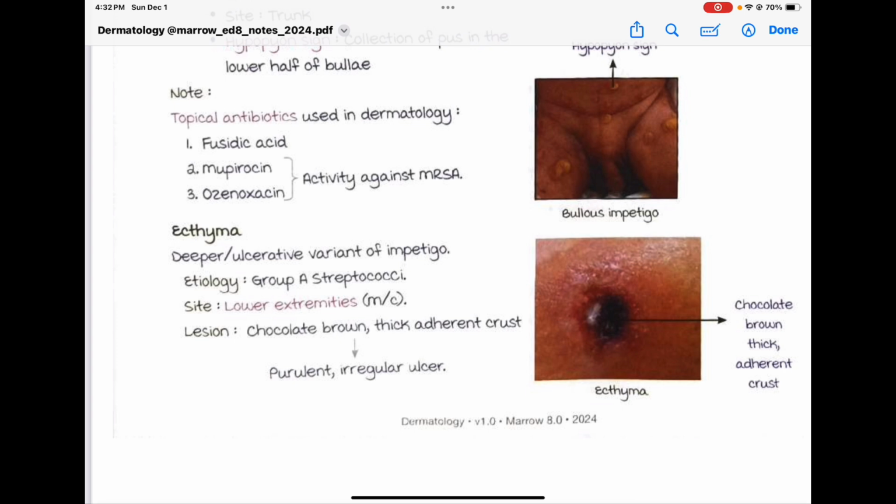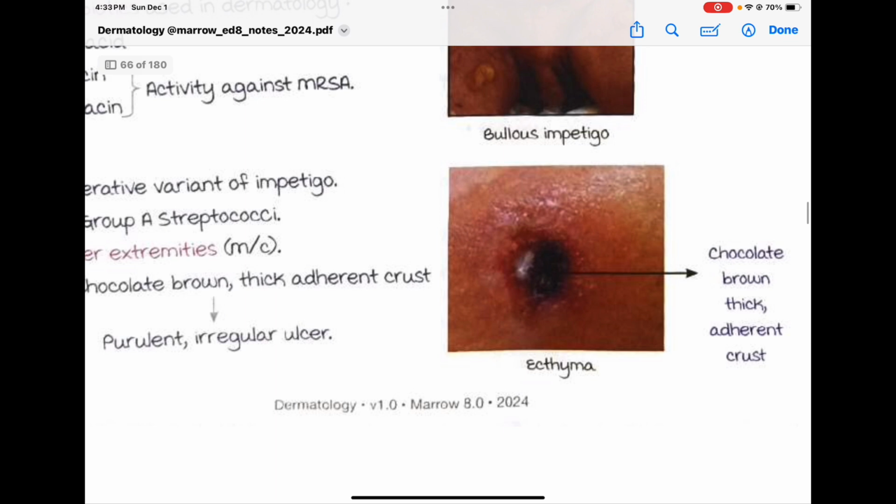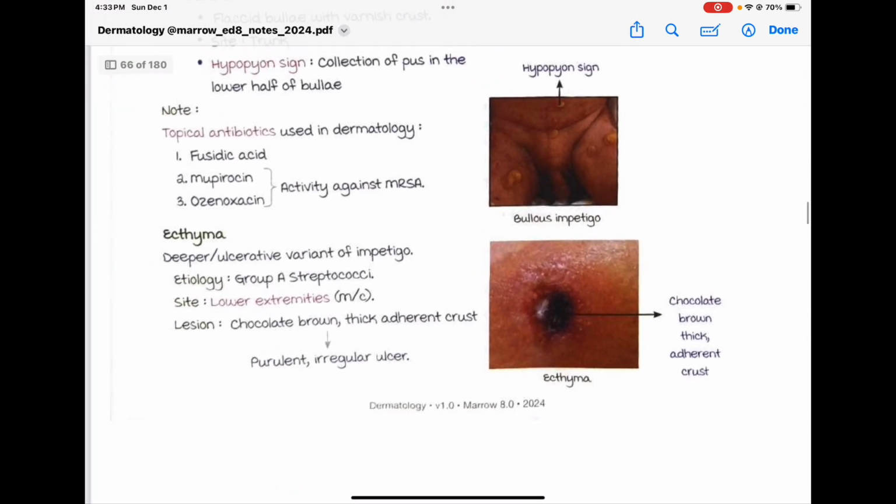Ecthyma, a deeper ulcerative variant of impetigo. Etiology: group A streptococcus, most common in the lower extremities. Lesion: chocolate brown, thick, adherent crust, with a purulent irregular ulcer.